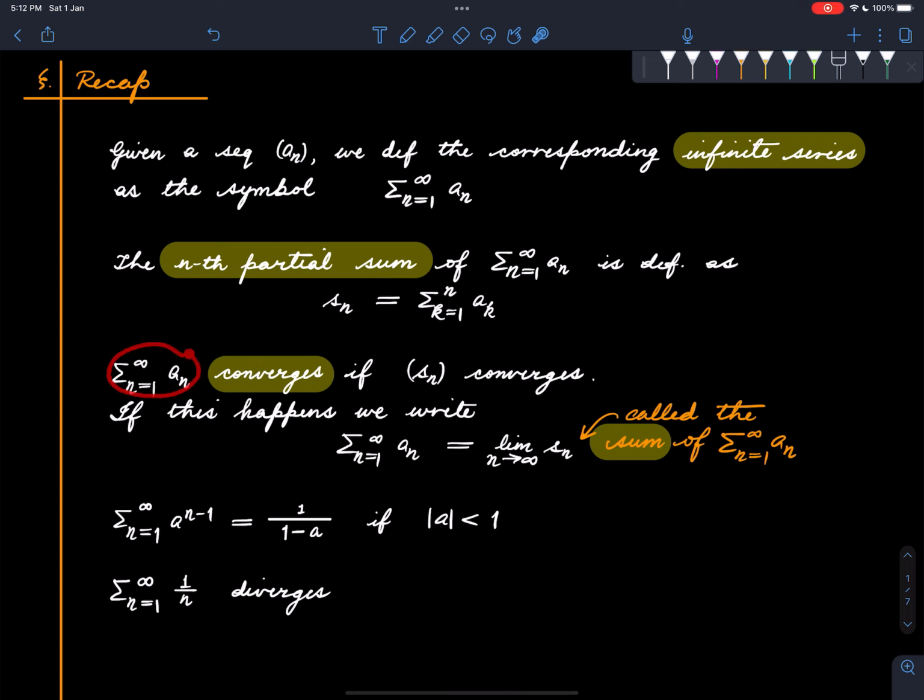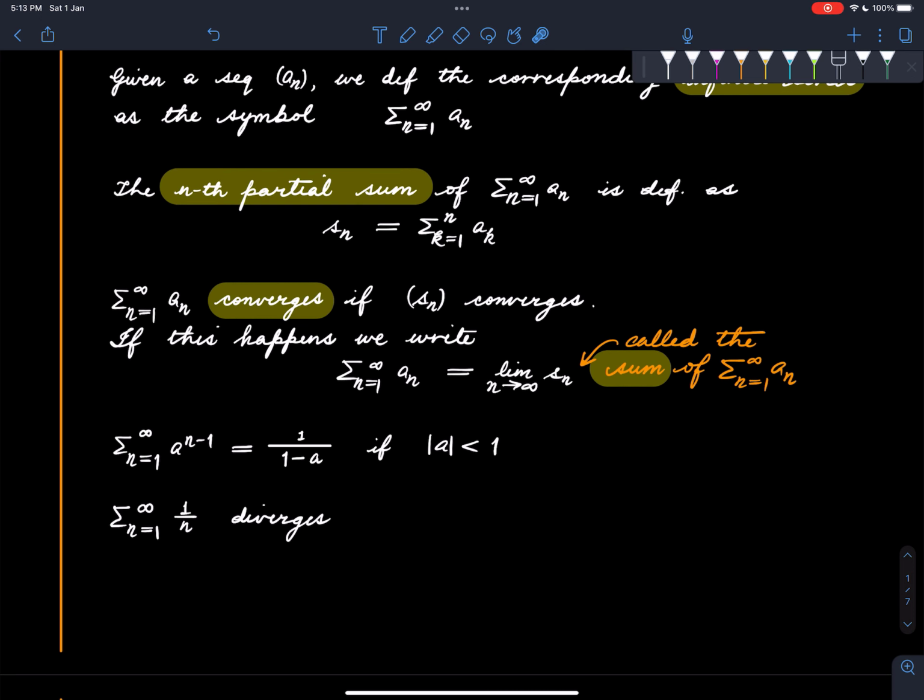Alright, so we say that the series sigma an is convergent if this sequence of nth partial sums converges, and if this happens, then we write this equation. One thing I want to mention, which I did not mention the last time, is that once we are able to write this, this number is called the sum of the series. It's just a terminology, and it's a good terminology.